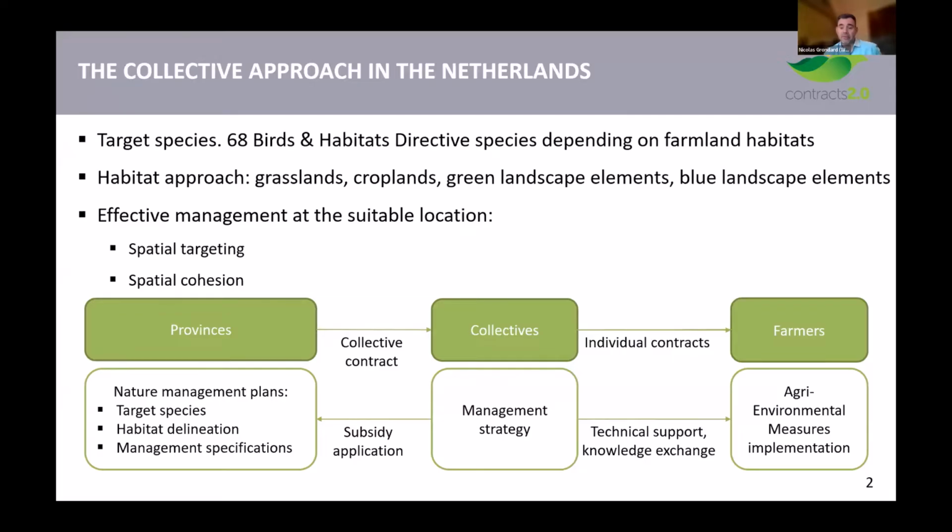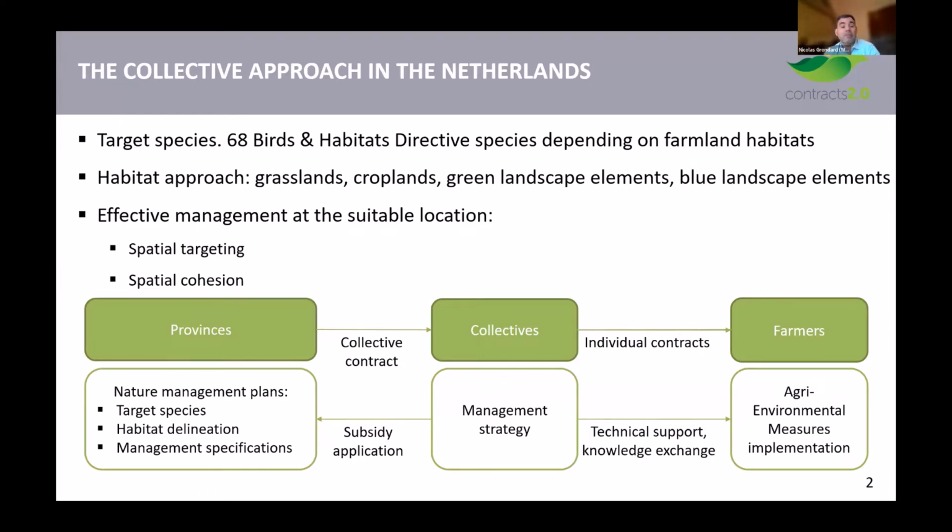8 target species, which depend on farmland as habitats. And there are 4 habitats that are targeted: grassland, croplands, green landscape elements, and blue landscape elements. And the objective of the approach is to ensure an effective management at a suitable location for those targeted species.